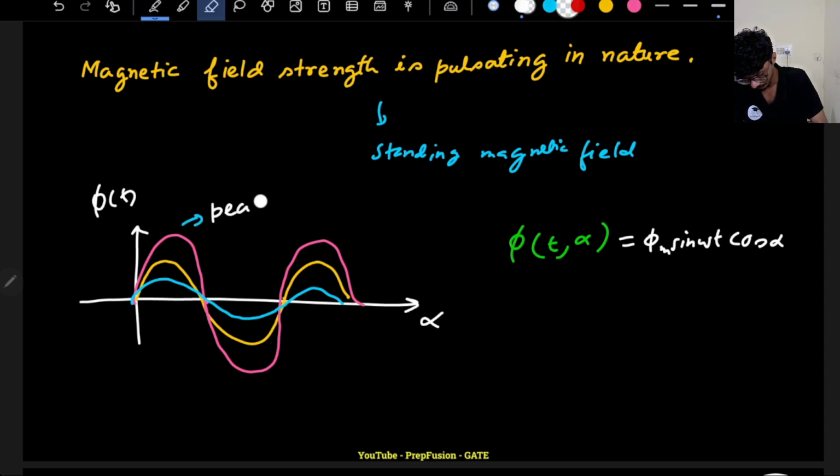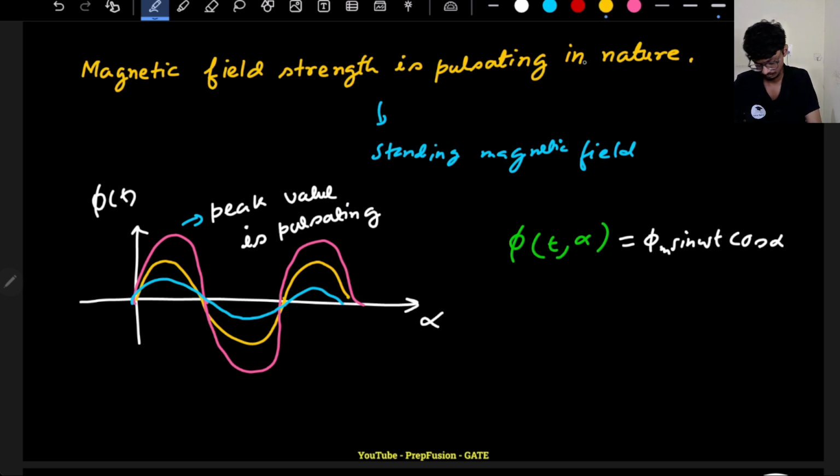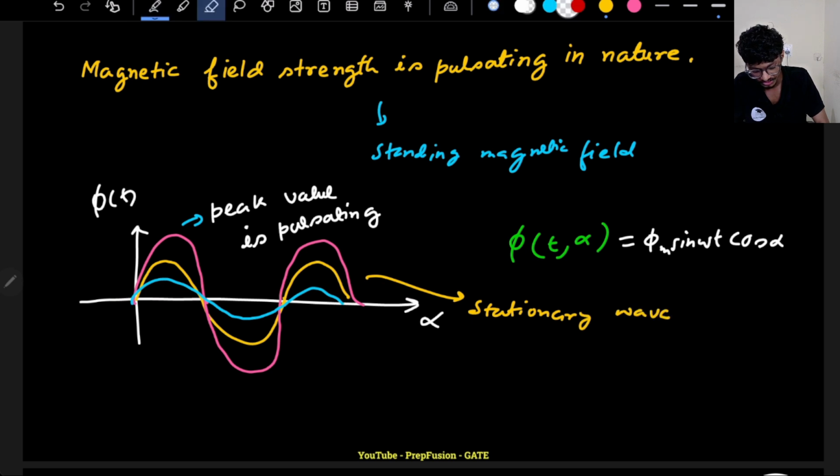Peak value is pulsating. So it is not a rotating magnetic field, it is a stationary wave. You observe, there is no phase shift. It is a stationary wave. So that's why we get a stationary wave. What is the problem with a stationary wave? We will understand that. A stationary wave does not have a starting torque inherently. I will prove it to you as well.